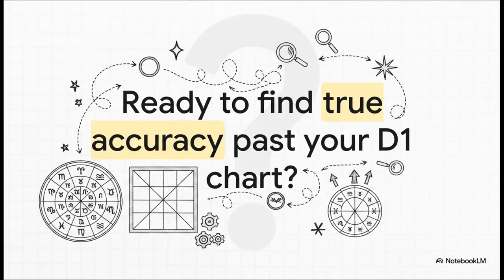So the question is, are you ready to look past the visual simplicity of your standard D1 chart to find the true, nuanced accuracy in your horoscope? Understanding this mathematical dance between the Bhava and Rashi charts is really the first key to unlocking classical Vedic astrology. And once you master this overlay, there are even deeper layers waiting for us, like the Navamsa chart, which we'll definitely have to cover in a future explainer. Until then, keep looking deeper and keep questioning those simple answers.